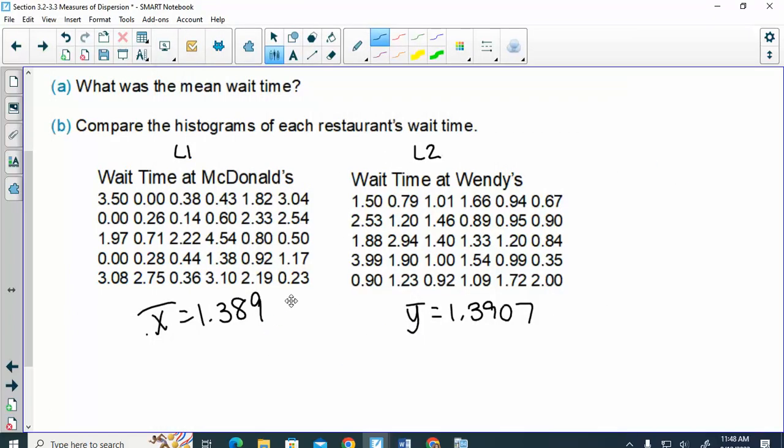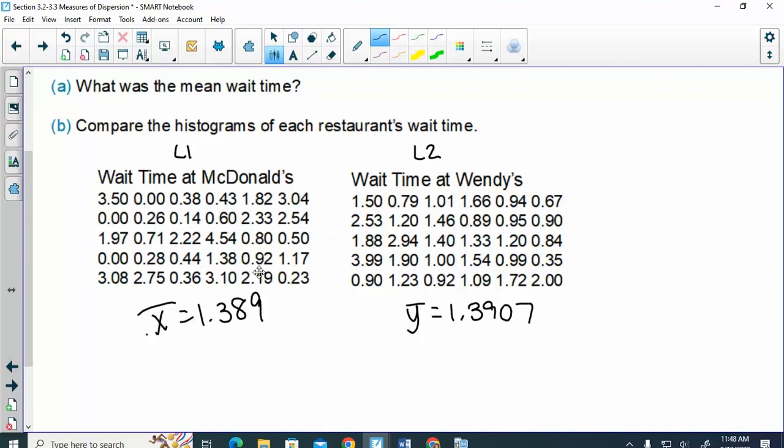So if I look at that, are they the same? No, but pretty close. Waiting 1.389 minutes is pretty much the same thing as waiting 1.39 minutes. So it looks like they are pretty much identical.